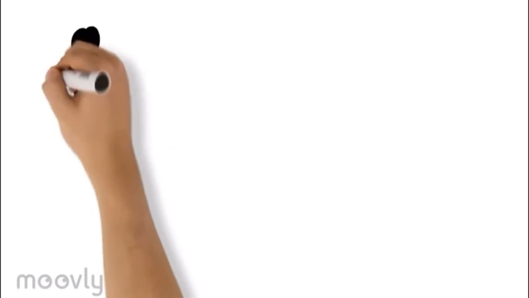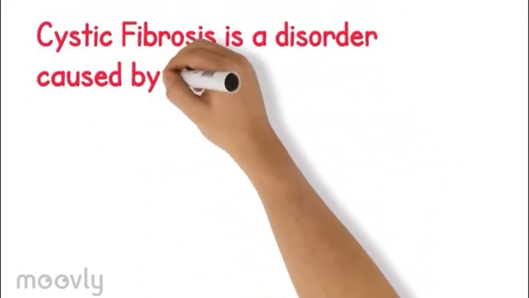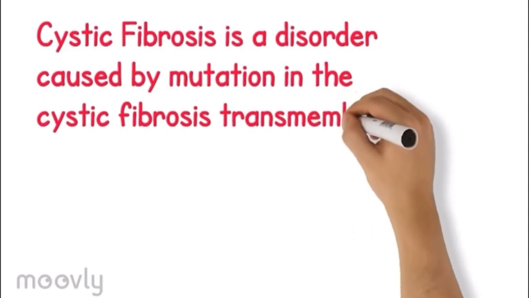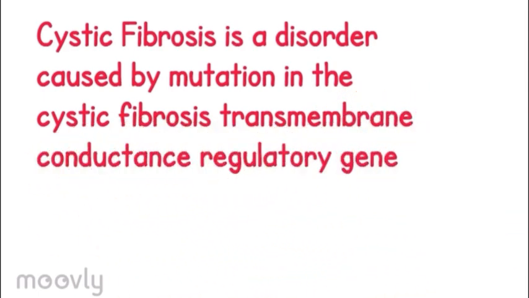Now that we know the fundamental genetic makeup of our body, let's move to the next big question. What is cystic fibrosis? Cystic fibrosis is a disorder caused by mutation in the cystic fibrosis transmembrane conductance regulatory gene, known as CFTR for short. This mutation occurs on chromosome 7.